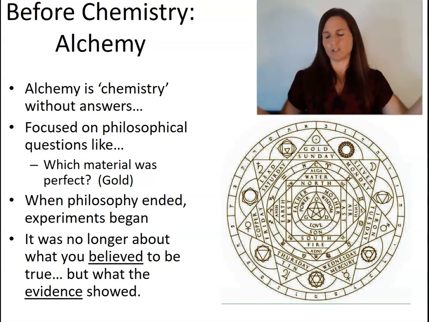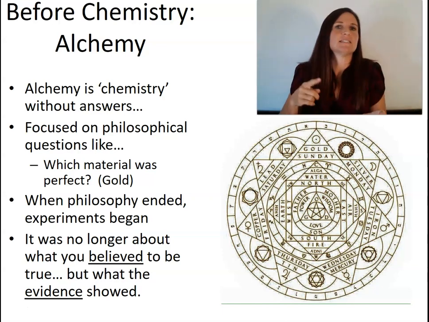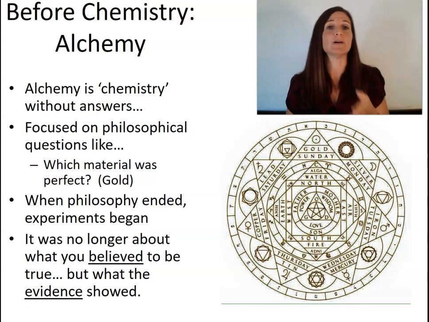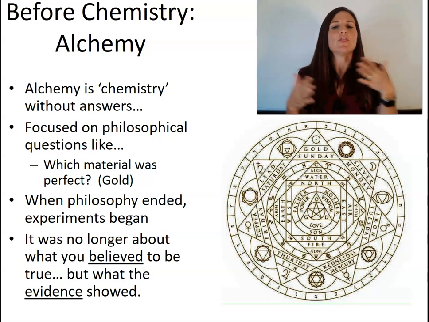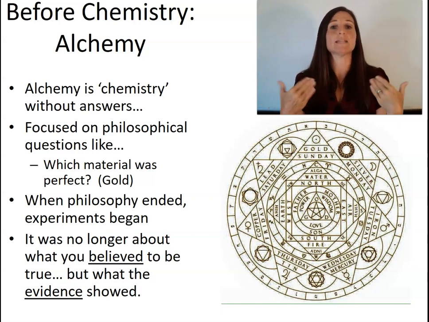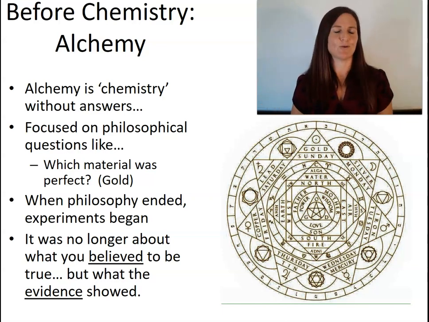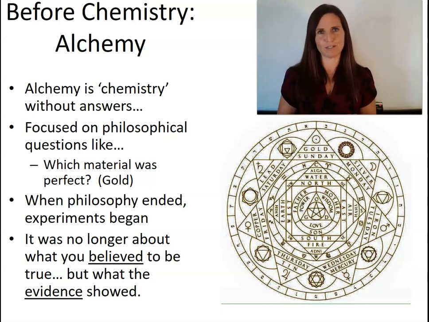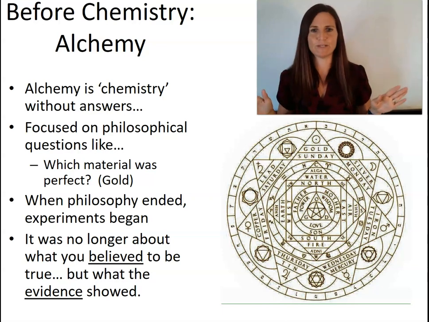What's the best? Well, what's your criteria? Is it the softest? Is it the shiniest? Is it the most dense? Is it the most readily available? Is it the least readily available? Those are all constraints that give rise to philosophical questions, like which material is perfect. Well, alchemists believed that gold was the perfect material for whatever reason.